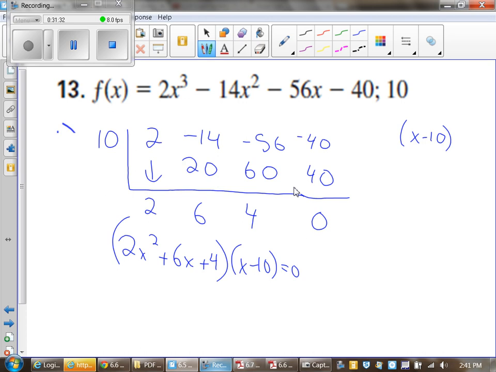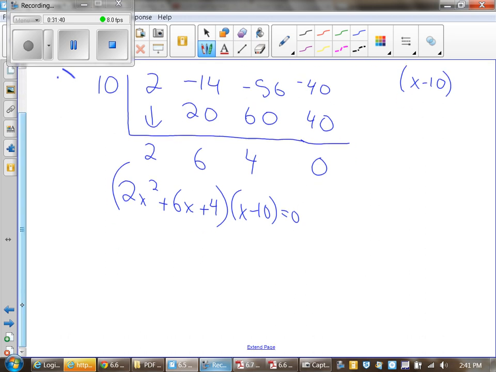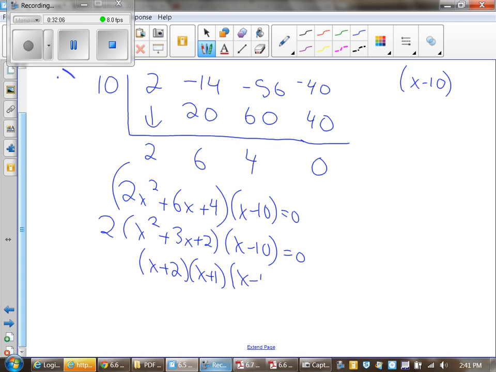What's the first rule of factoring? GCF. Now, 2x squared, 6x, and a 4, there's a GCF of 2. If I take a 2 out, then I have x squared plus 3x plus 2, and then x minus 10. Since I'm finding zeros, does this 2 out here matter? Nope. What times what's 2? You add together to get 3. 2 and 1. Your zeros are?